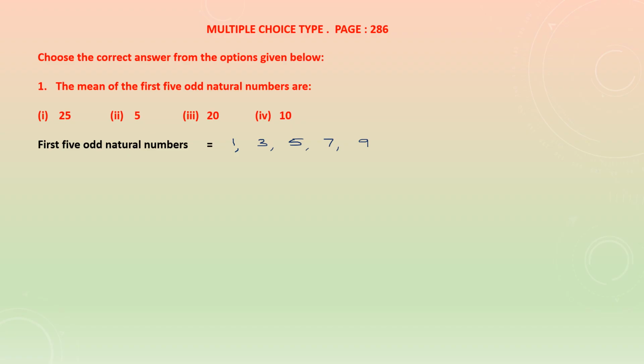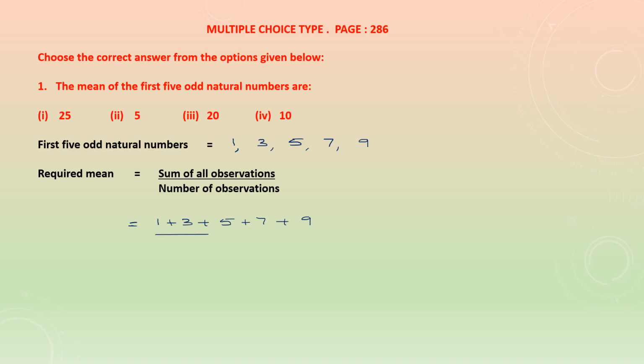Now to find the mean, we need to use this formula: sum of all the observations, so these are the observations or the data, divided by the number of observations. So let's do that. The sum will be 1 plus 3 plus 5 plus 7 plus 9, divided by how many? 5. The 5 odd natural numbers, divided by 5.